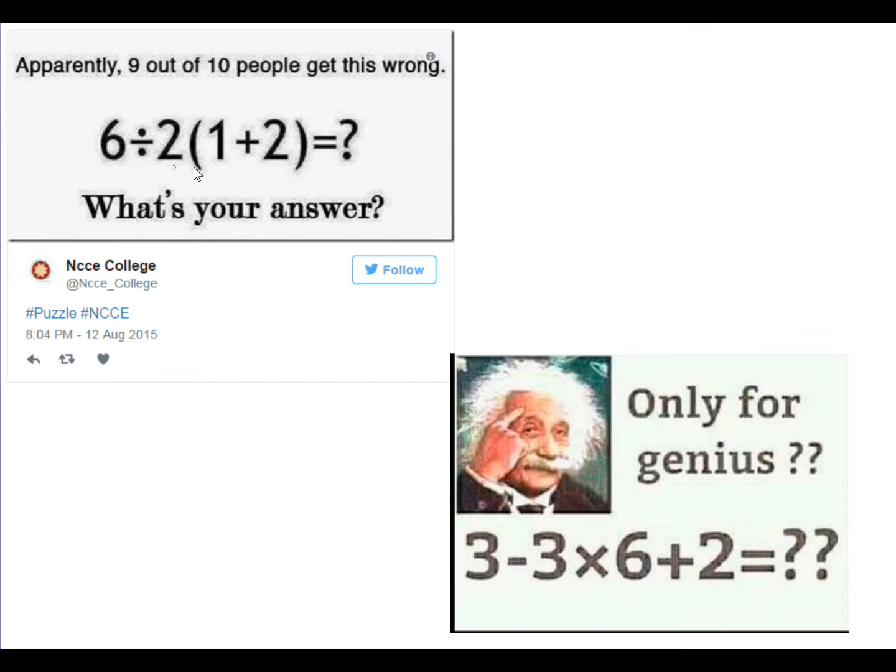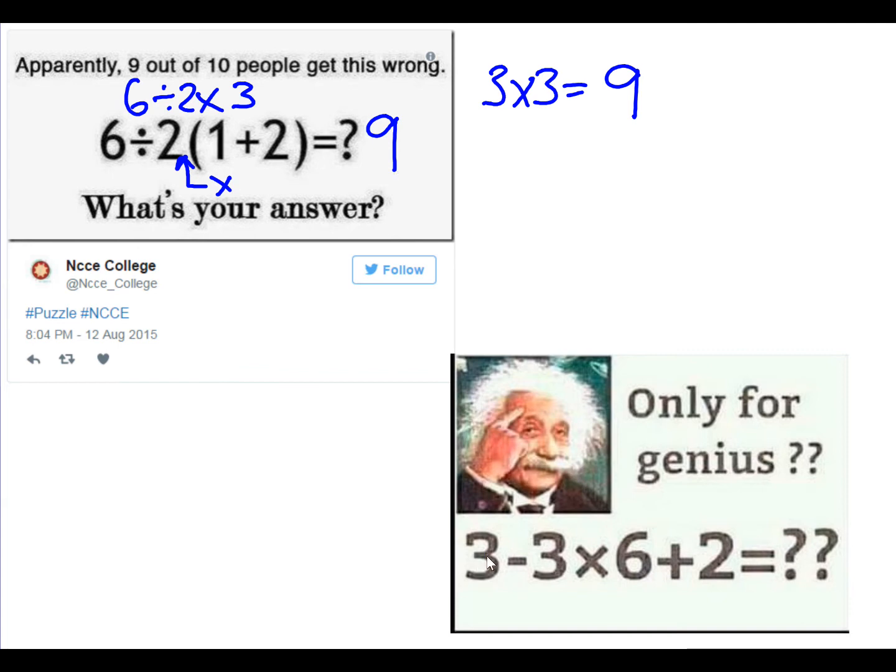So for this problem in the top left, we have 6 divided by 2, brackets 1 plus 2. So BIDMAS tells us to do the bracket first. So we do the 1 plus 2, which is 3. So it becomes 6 divided by 2, and then brackets, which means multiply by 3. There's a missing multiply there between the 2 and the bracket. So now, because we're just left with multiplication and division, we go from left to right. So 6 divided by 2 is 3, times the 3 gives us 9. So the correct answer is 9.